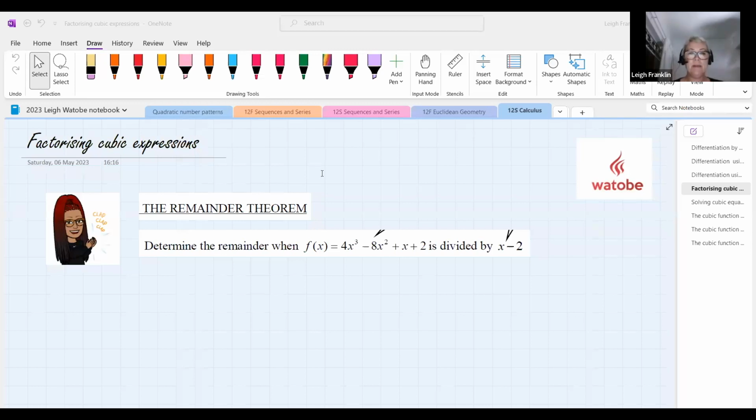Okay, so the next couple of lessons I'm going to spend talking about factorizing cubic expressions and then how to solve cubic equations. What I want to show you this evening are remainder theorem and factor theorem. Now we need factor theorem in order to be able to solve cubic equations and to factorize cubic expressions if we have not been given a factor.